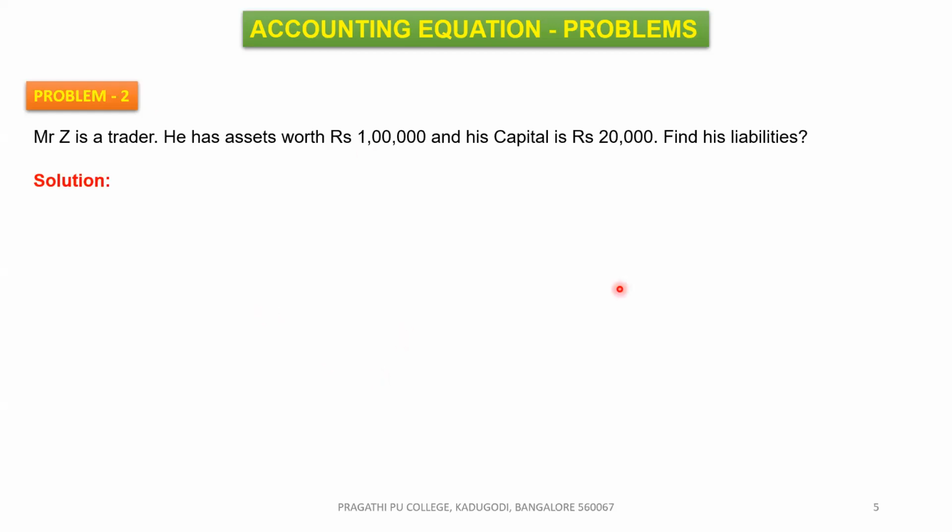So Mr. Z is a trader. He has assets worth rupees 1 lakh, and his capital is 20,000. Find his liabilities. So first check whether ALC is there. A is there, yes. Asset is there, liability is there, and C is there. So ALC, remember these shortcuts. When ALC is there, that means asset, liability, capital, you should use the accounting equation formula.